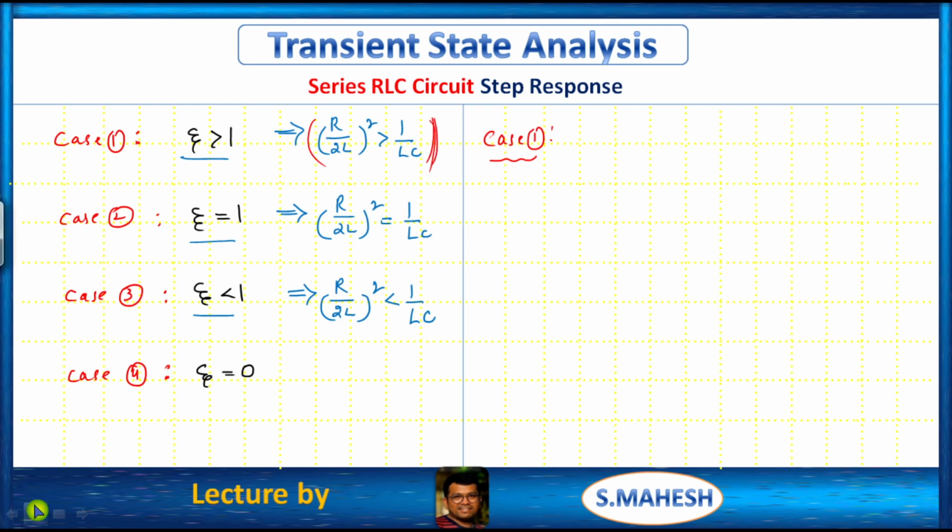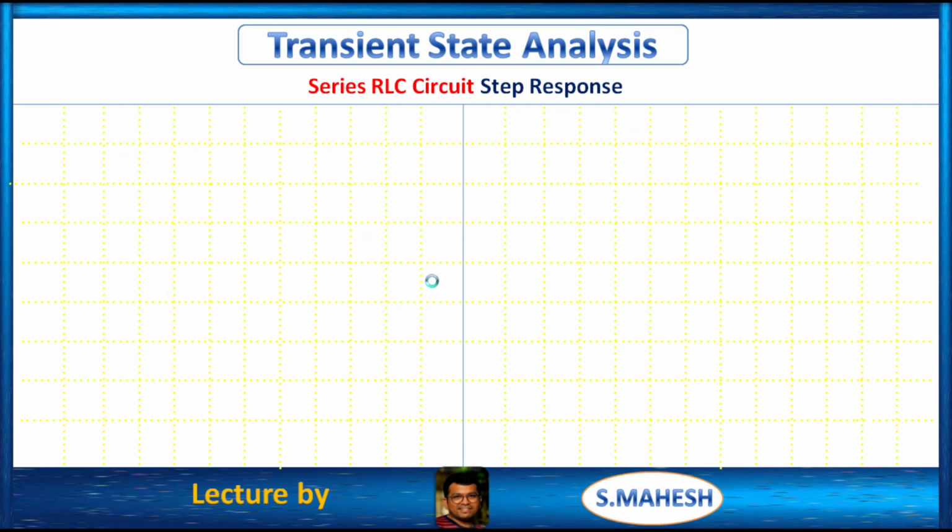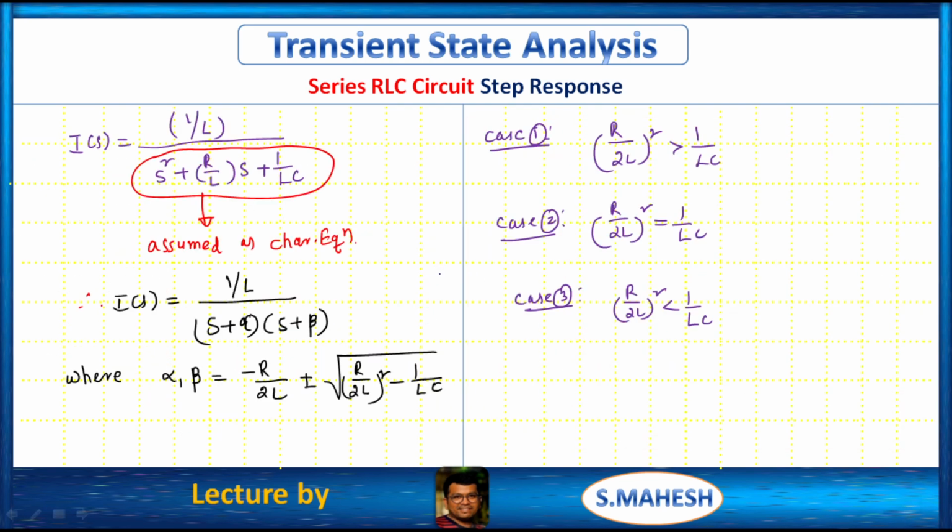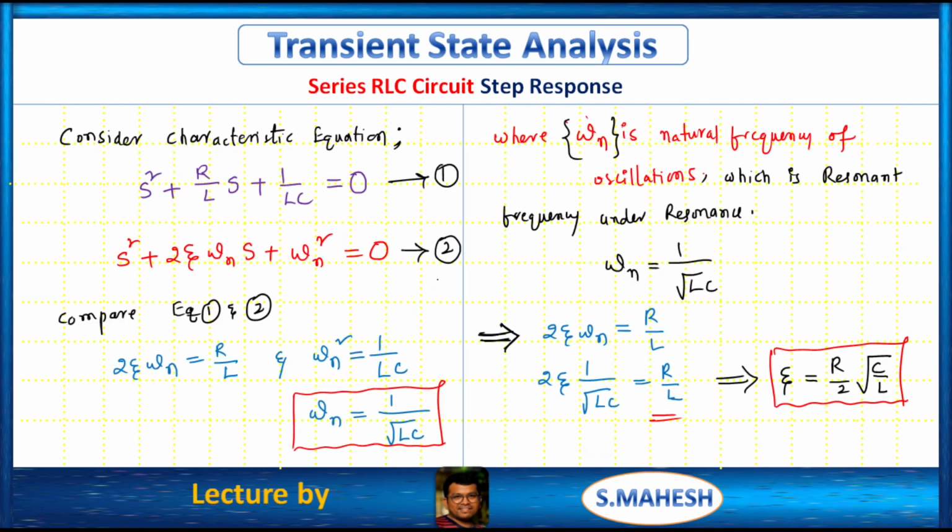Case 1: zeta more than 1. What is the nature of poles in this case? We all know that both alpha and beta are real and not equal, right? Let us say, what is the equation? What we have is 1 by L divided by (s plus alpha) into (s plus beta), times I of s.